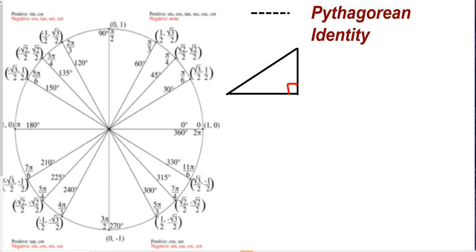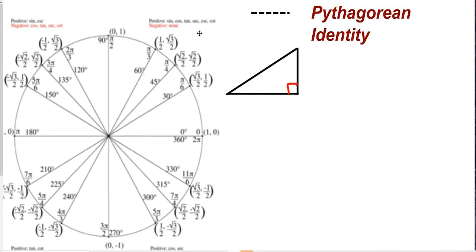Hello everyone. I'm going to run real quick through your second trig identity, called the Pythagorean identity. If you recall, your first one was simply tangent of theta. Tangent of theta is equal to sine of theta over cosine of theta. So that was your first one.